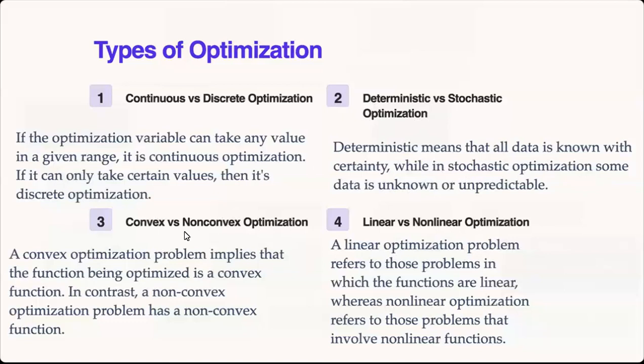And the next one, convex versus non-convex optimization. For convex optimization, we are dealing with a convex set, okay? And of course, your question is, what is convex? Convex function. Later, I will explain to you what a convex function is, okay? And the last one, we can classify the optimization problem as linear or non-linear optimization, okay?